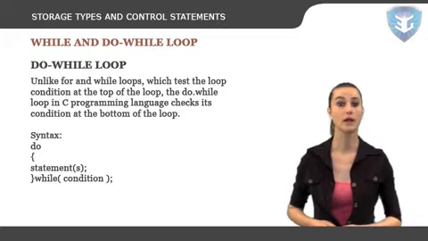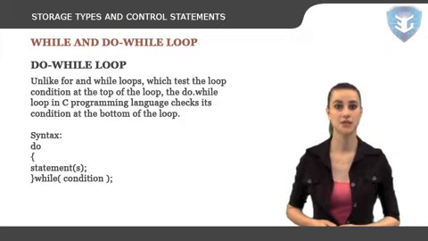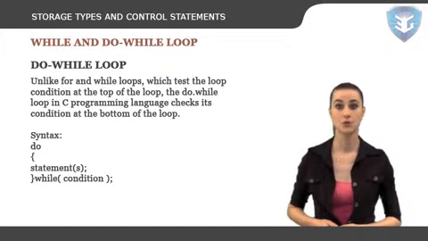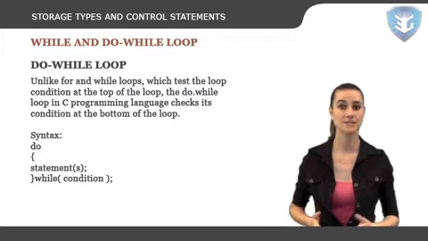Do-while loop. Unlike for and while loops, which test the loop condition at the top of the loop, the do-while loop in C programming language checks its condition at the bottom of the loop. Syntax is as shown here. A do-while loop is similar to a while loop, except that a do-while loop is guaranteed to execute at least one time.